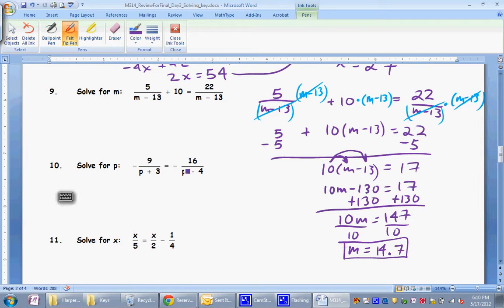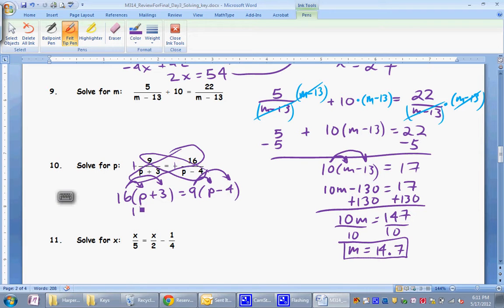For number 10, I'm noticing a negative on both sides. If I multiply both sides of the equation by -1, we can end up just ignoring those negatives. Now we're going to cross multiply again. And it's actually the same process that we went through in number 8, where we cross multiply. It's going to be 16 times the quantity p plus 3, make sure you have parentheses there, equals 9 times the quantity p minus 4. Then we distribute the 16, and we distribute the 9. And we get 16p plus 48 equals 9p minus 36.